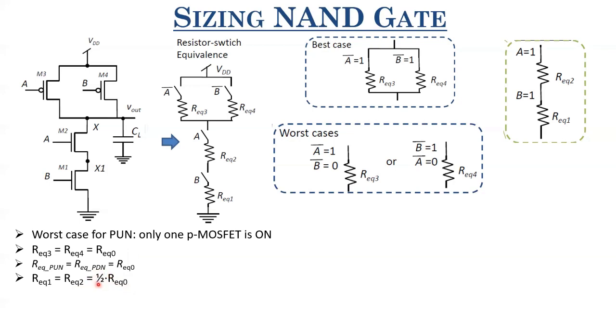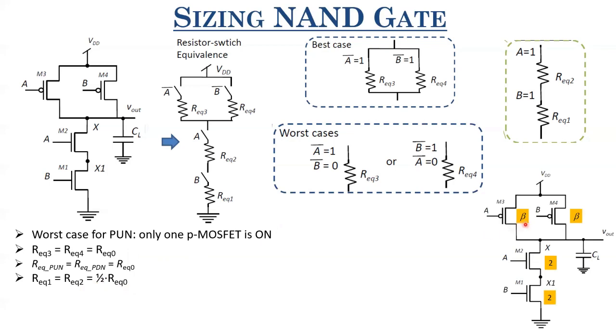So now, how can we size it? We'll size it in the following way. Since R equivalent of 3 equals R equivalent of 4 equals R equivalent of 0, and we know that if you size a P MOSFET beta times, its equivalent resistance is R equivalent of 0, how will we size it in the NAND gate? We'll just make them beta.